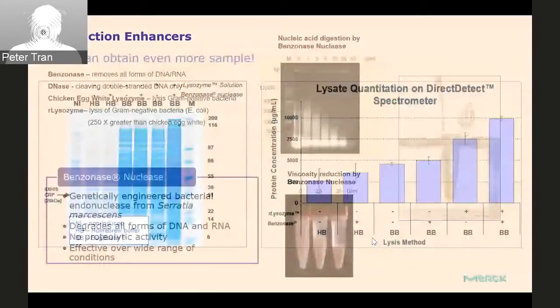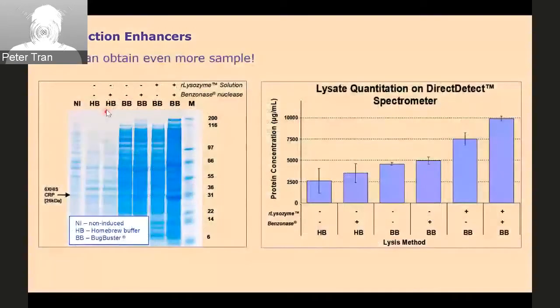And this is an example comparing a home brew buffer and the commercial buffer. When we add the R-lysozyme and benzonase, you can see that you can extract a lot of protein. This is the total protein concentration. You can extract much more protein, about 3 times, when you use the R-lysozyme and benzonase. And when you run it on the SDS-PAGE, you can see this very significant signal come up. Okay, let's move on to protease and phosphatase.